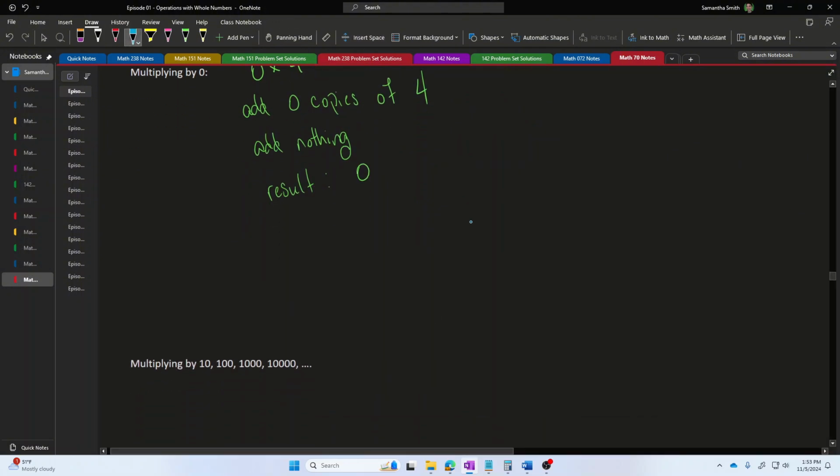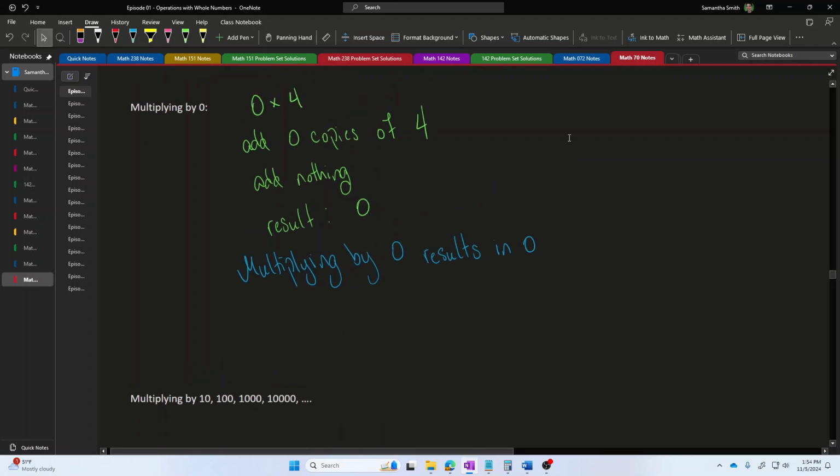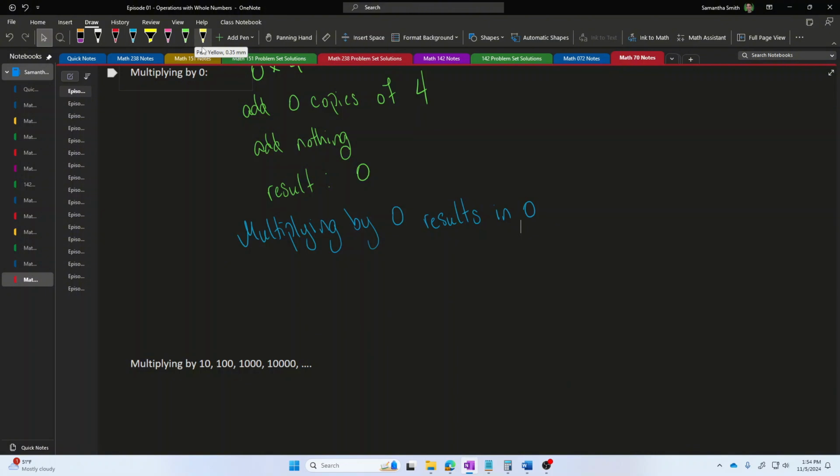If you multiply by 0, the result is always going to be 0 because you're taking 0 copies of whatever number. You're not actually adding anything together. So, for example, if somebody says to you, what is 0 times 54,723, you don't even have to think about this at all. The result of this product is going to be 0 automatically because 0 times any number is 0.